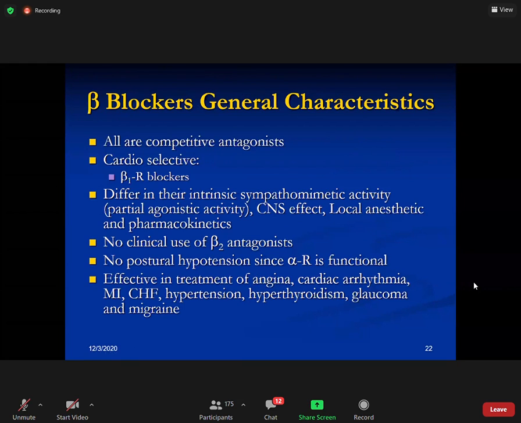Now, the general characteristics of all beta blockers: they are all competitive antagonists. We have cardio-selective, which are the beta-1 blockers. They differ in their intrinsic sympathomimetic activity, meaning they have partial agonistic activity. Every time I give this lecture, I have a lot of questions, and I try again to simplify it and simplify it.